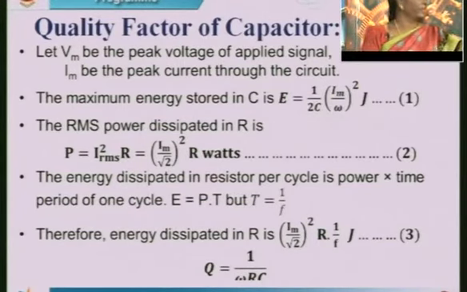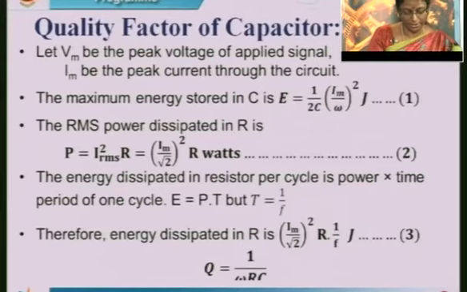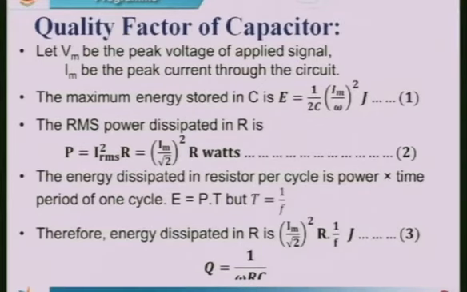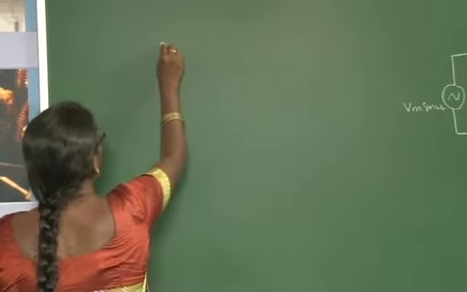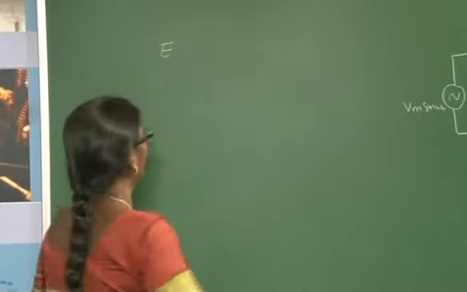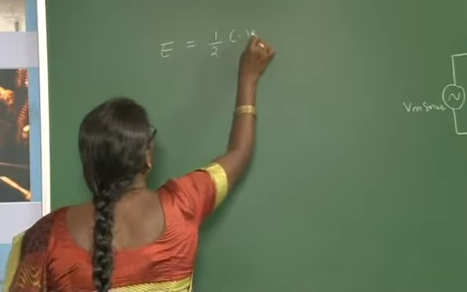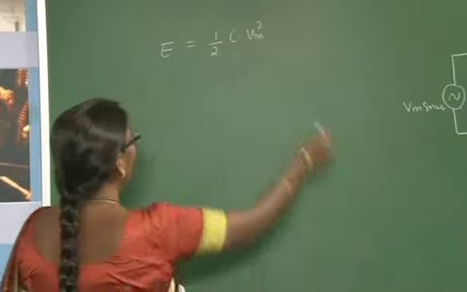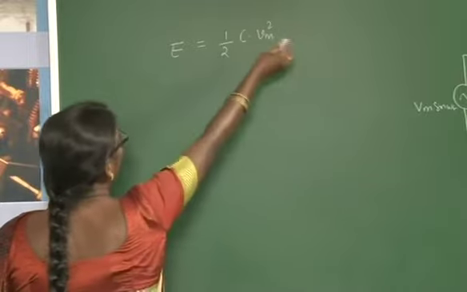Now we first find the maximum energy stored in the capacitor. How do you get the equation for the maximum energy stored in the capacitor? I am going to write the equation for the energy stored in the capacitor. It is nothing but half into C into V square. Now I am going to write this equation in terms of the peak current.